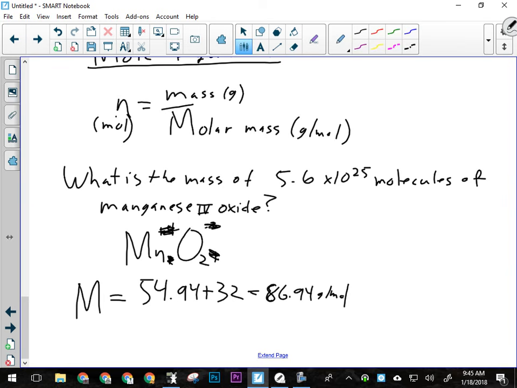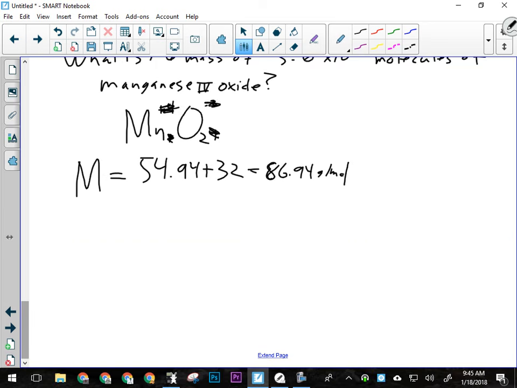Grams per mole. All right, so I got molar mass. If I'm going to find mass, I'm going to need N, and I'm going to need big M. I have big M, but I don't have N. How can I find it? I don't want to multiply. I want to divide the number of molecules by the number of molecules in 1 mole to leave me the number of moles, right? I would multiply if I was trying to find the number of molecules.